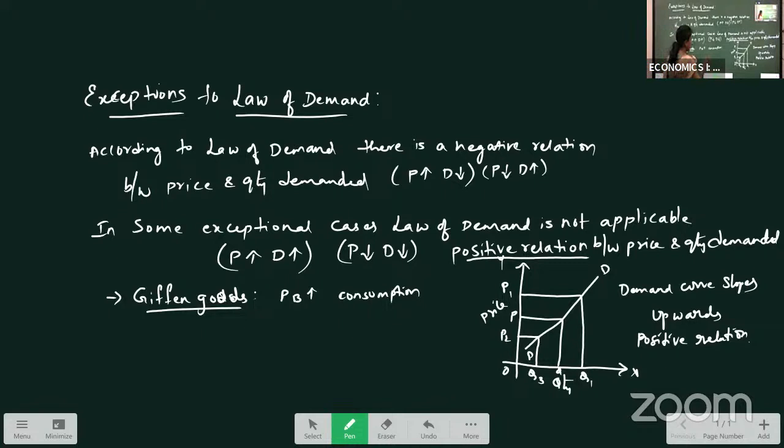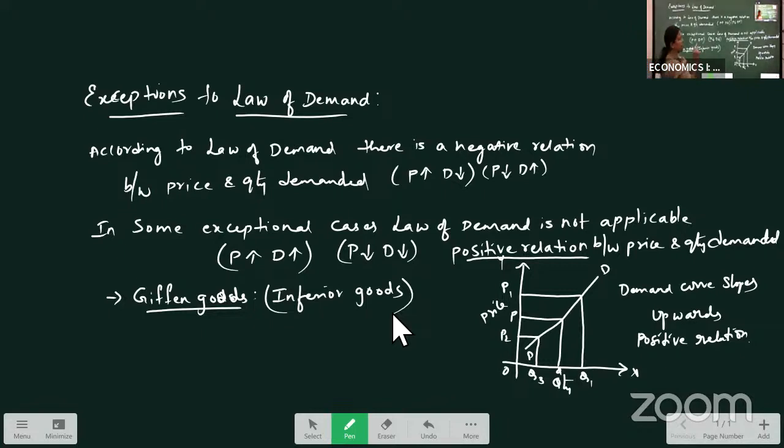Okay, so these goods are called inferior goods. In the case of inferior goods, the law of demand is not applicable. Why do we say inferior goods? They are low priced goods, which are preferred by people when their income levels are low. When people's income level is low, they don't want to consume high priced items. They reduce the consumption of high priced items and take the low priced item.